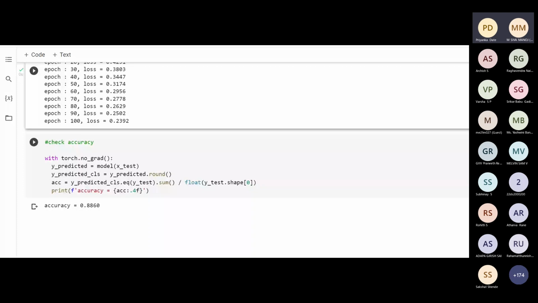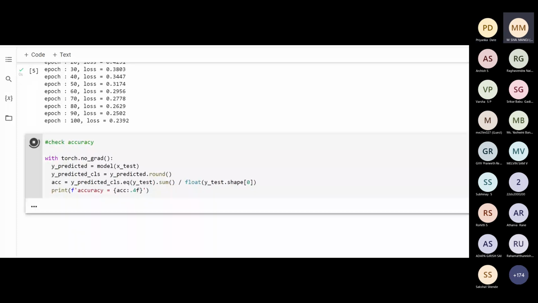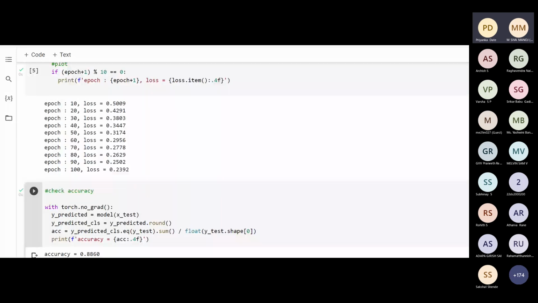And then I print the accuracy up to 4 decimals. So here we get the accuracy to be 0.886. This accuracy is pretty good, but we can make it better. We can get better accuracies in this model by playing along with the hyperparameters that we have, like the learning rate, the number of epochs, or the optimizer that we use.